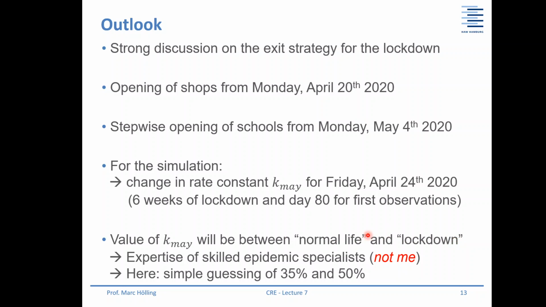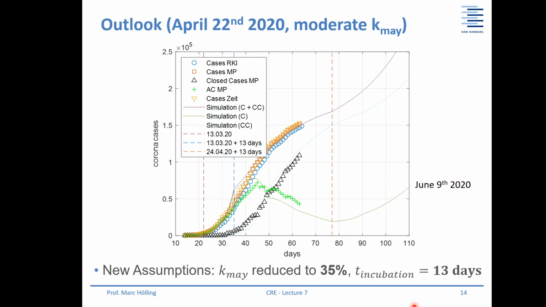So we will increase the rate constant, but hopefully it will be a lot below the normal life rate constant. For this, if you want to have a proper figure, then you need the expertise of really skilled epidemic specialists, and this is not me. I'm just playing around with numbers here. I'm saying, okay, the reaction rate is going up from 19% to 35%, or the other case would be it's going up to 50%. And let's have a look what this would mean to our figures.